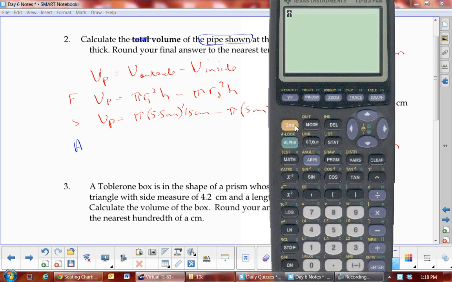So you just go pi times 5.5 squared times 15 minus pi times 5 squared times 15. Okay, look up there. Pi times 5.5 squared times 15 minus pi times 5 squared times 15. Now, what are the advantages of putting it in all at once?